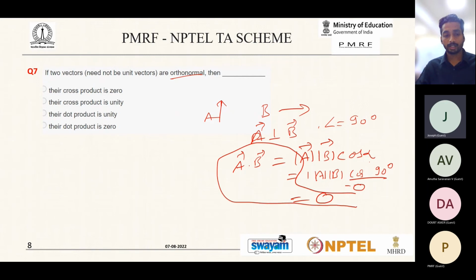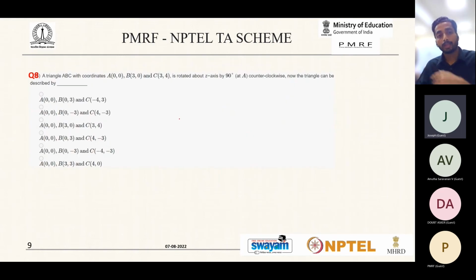So this will become 0. So A dot B is 0. A dot B is nothing but the dot product between two vectors. So when these two vectors are orthonormal, the dot product is 0. So the correct answer is that the dot product is 0. You can look into this from here. So the dot product is 0.